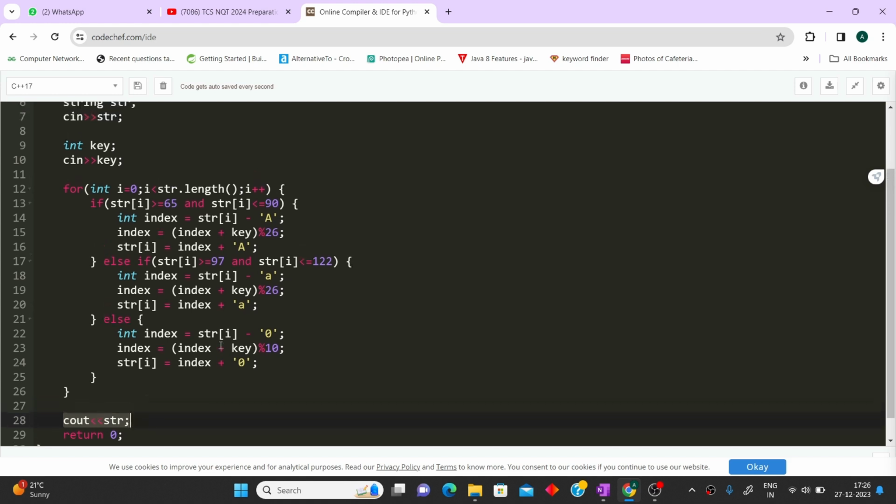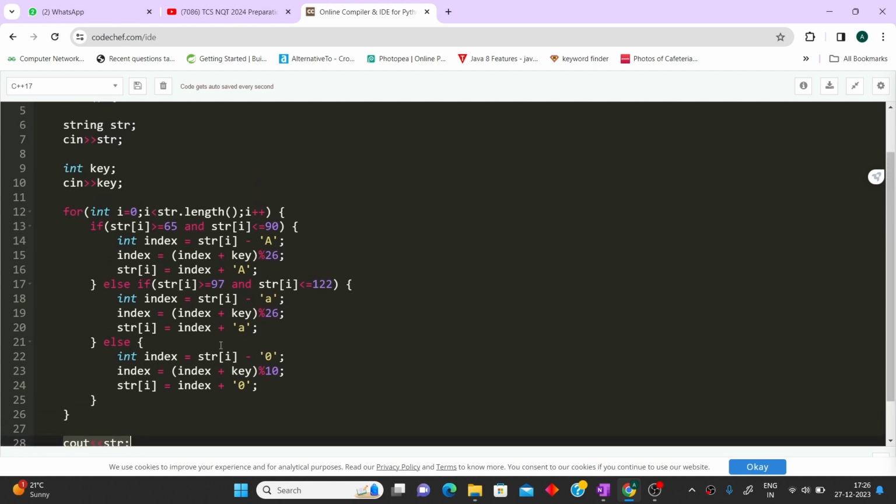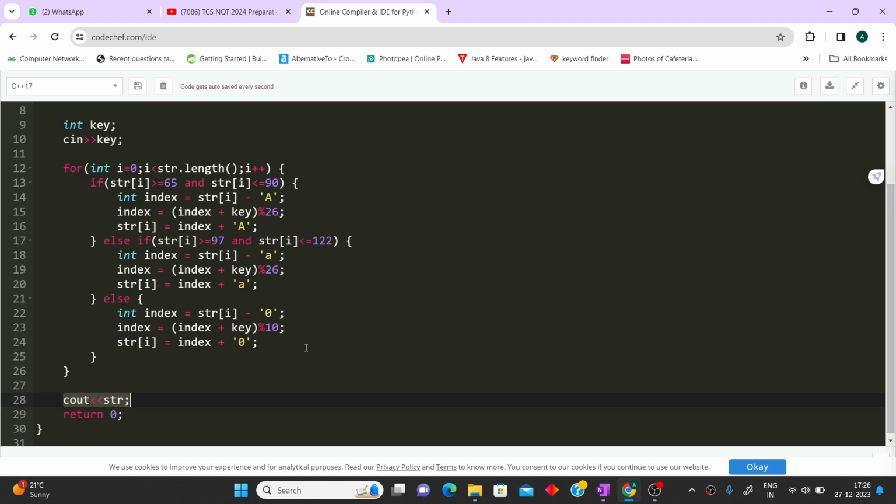So I am using the C++ language here, but you can use Java also, Python also, any language you can use in TCS. So we are simply printing that output string.